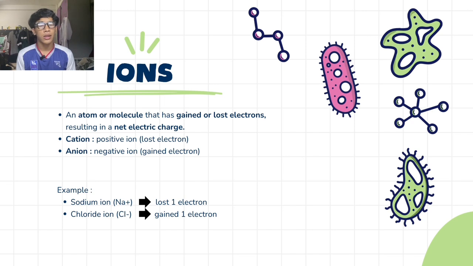Now, let's move on to ions. An ion is an atom or molecule that has gained or lost electrons. When an atom loses electrons, it becomes a positive ion called a cation. When an atom gains electron, it becomes a negative ion called anion. For example, sodium becomes Na+ after losing one electron, and chlorine becomes Cl- after gaining one electron.